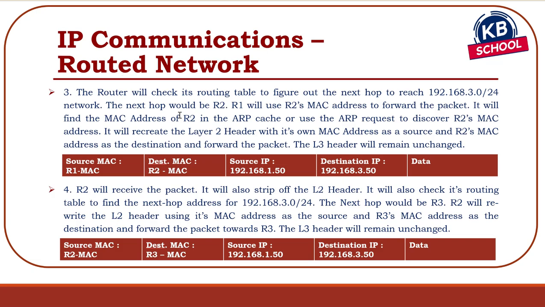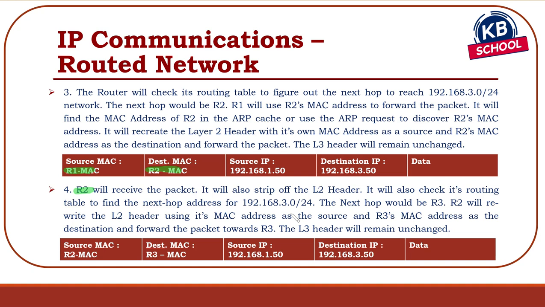The router will check its routing table to figure out the next hop to reach 192.168.3.0. The next stop would be R2. R1 will use R2's MAC address to forward the packet, again doing an ARP cache check or doing a request to discover R2's MAC address. It'll recreate the layer 2 header.